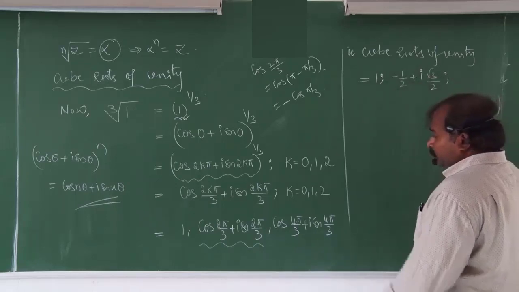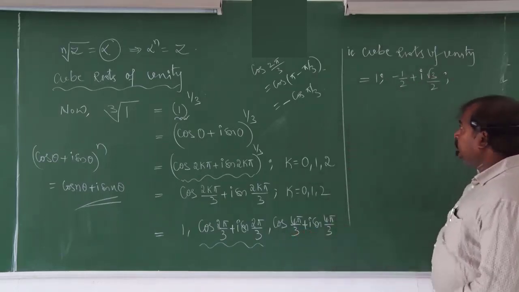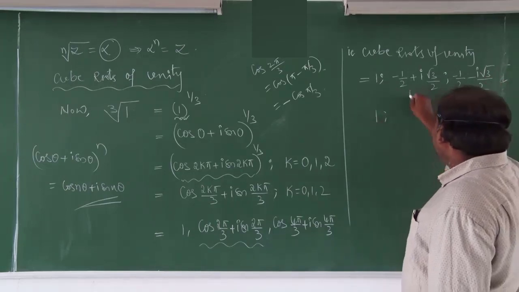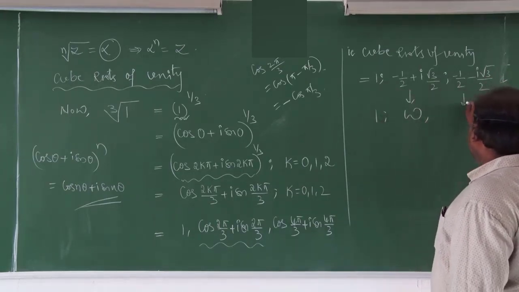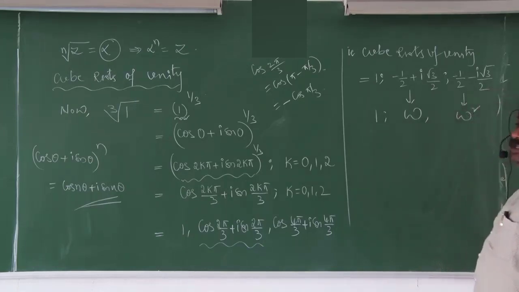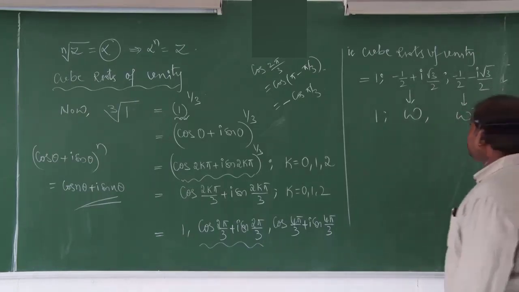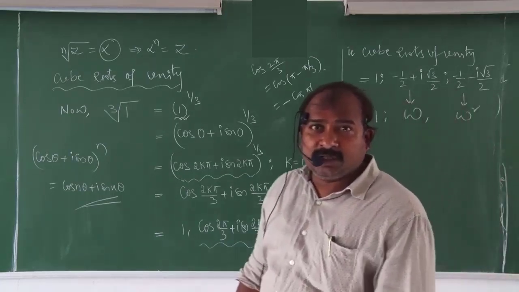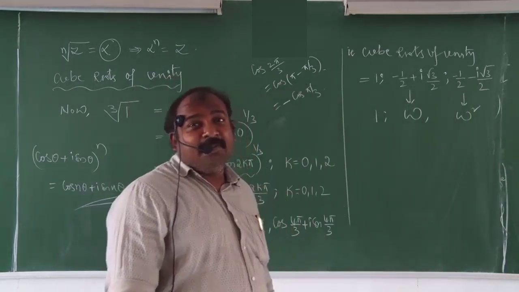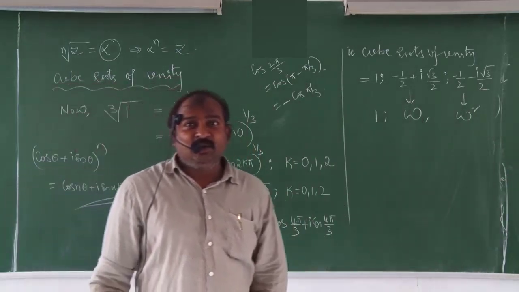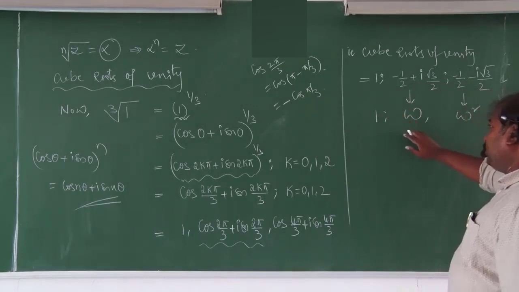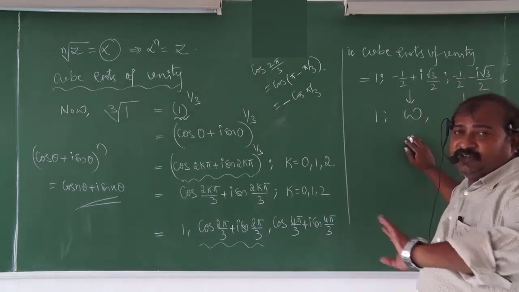Next value, cos 4 pi by 3 plus i sin 4 pi by 3, is minus 1 by 2 minus i into root 3 by 2. These are 1, omega, and omega square. Which is the greatest, omega or omega square? We can't say, they are complex numbers. In complex numbers there is no comparable property, so you can't say omega is greatest or omega square is greatest.